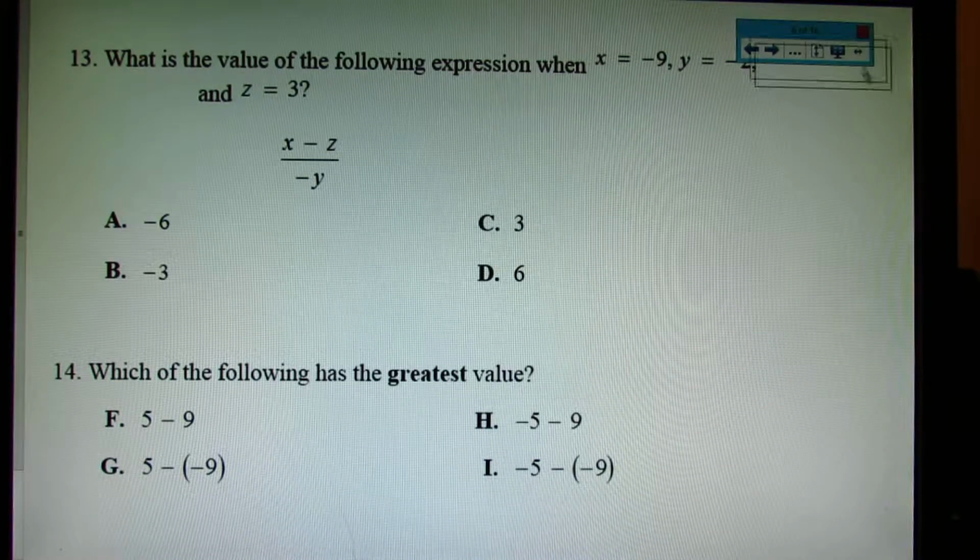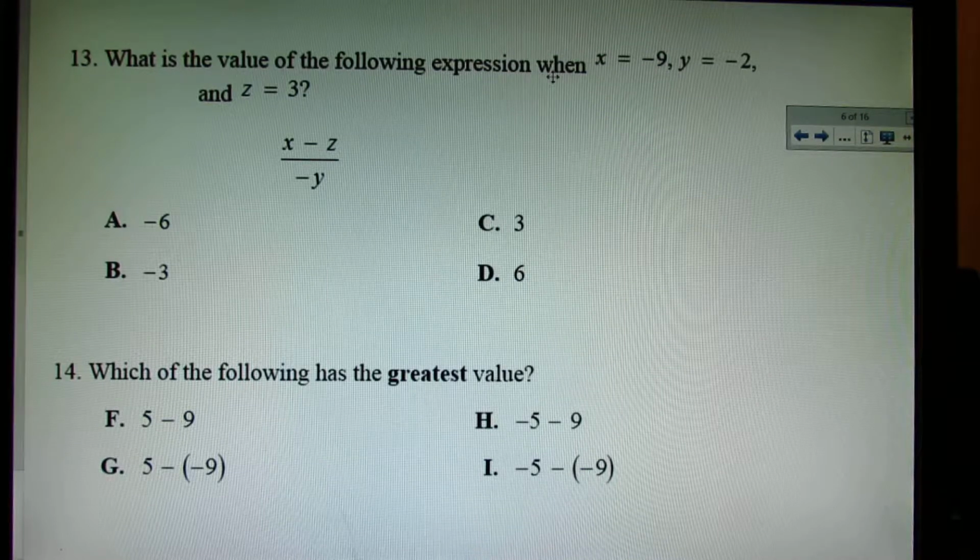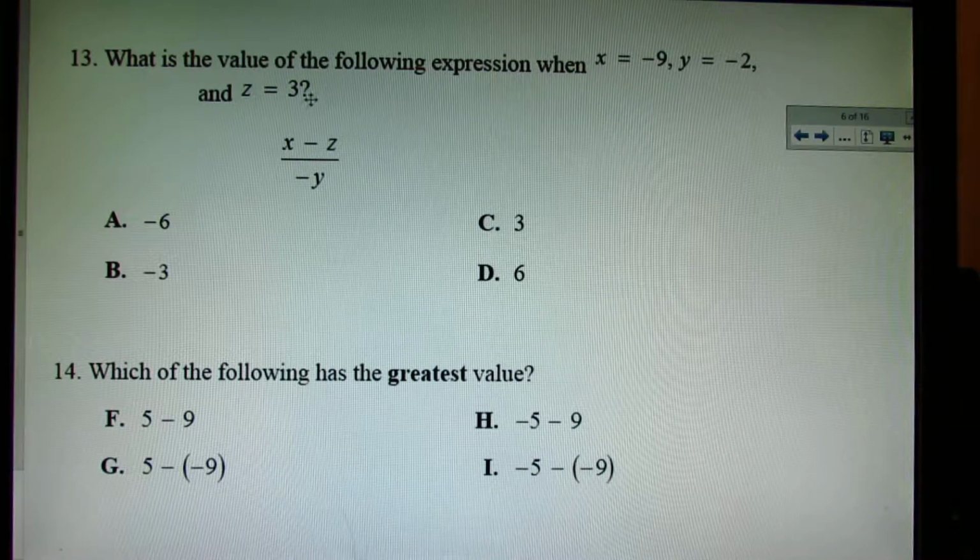All right, question number 13. What is the value of the following expression when x is -9 and y is -2 and z is 3? Okay, so here's my expression. Again, all about evaluating, substituting in my numbers in for these letters.